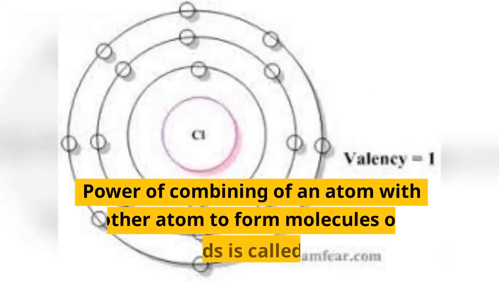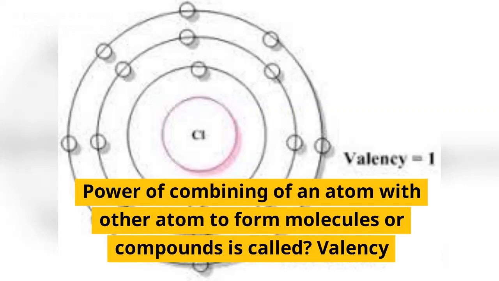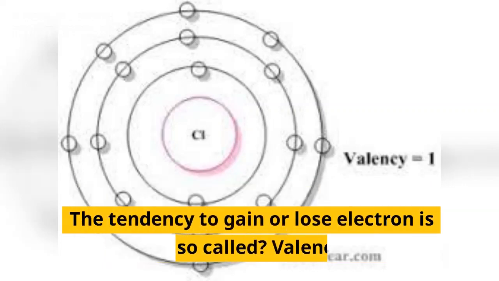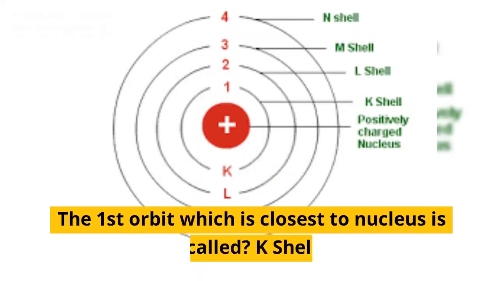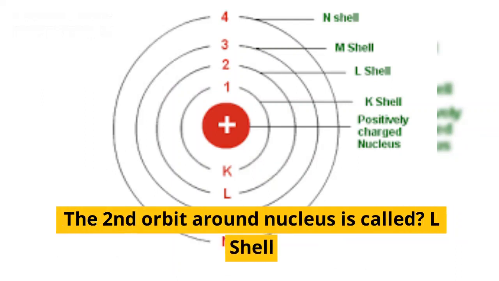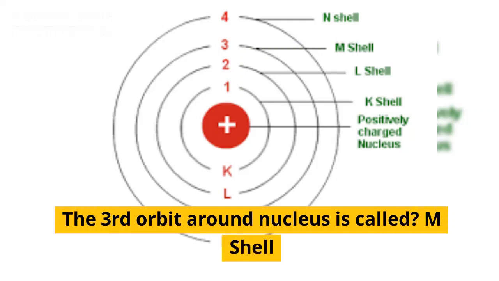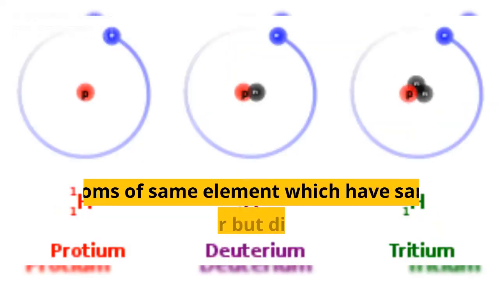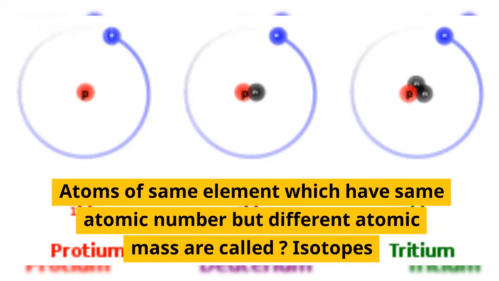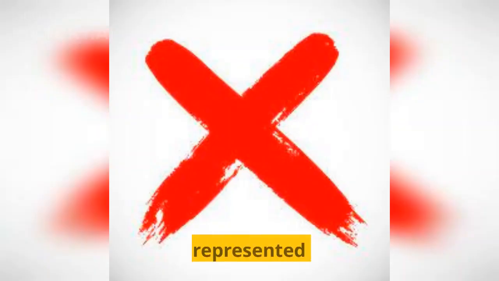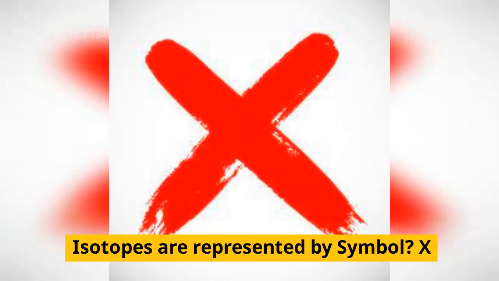The power of combining of an atom with other atoms to form molecules or compounds is called valency. The tendency to gain or lose electrons is also called valency. The first orbit, which is closest to the nucleus, is called K shell. The second orbit around the nucleus is called L shell. The third orbit around the nucleus is called M shell. Atoms of the same element which have the same atomic number but different atomic mass are called isotopes. Isotopes are represented by symbol X.